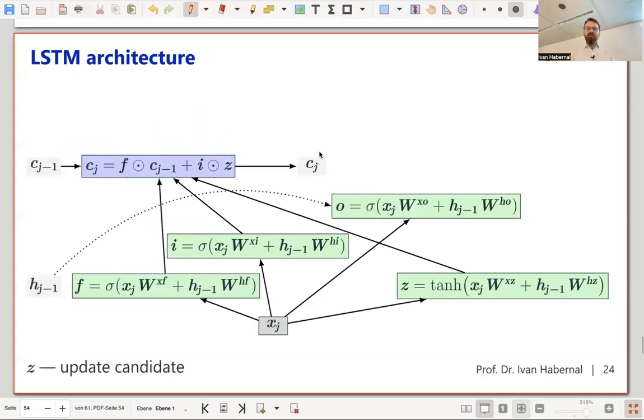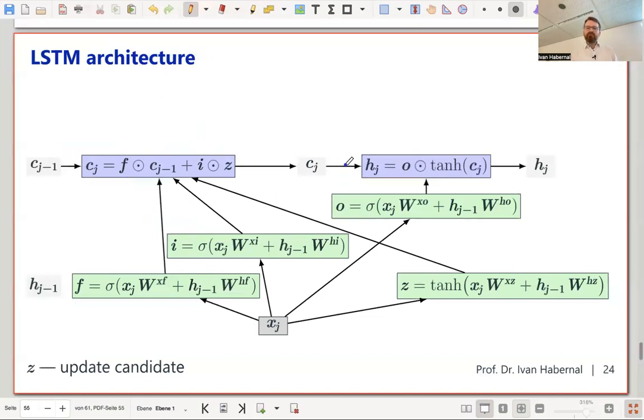Oh, there's an output gate. Output gate is the same as the other gates. It takes the current input and the previous hidden state and creates something again like zeros or ones. So the output gate is again learned as a projection.